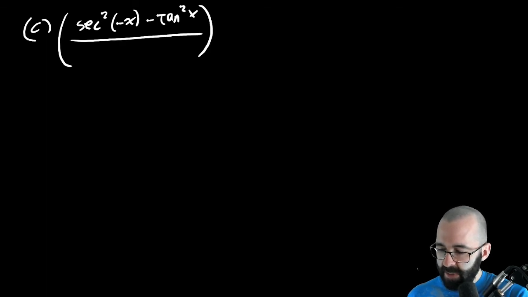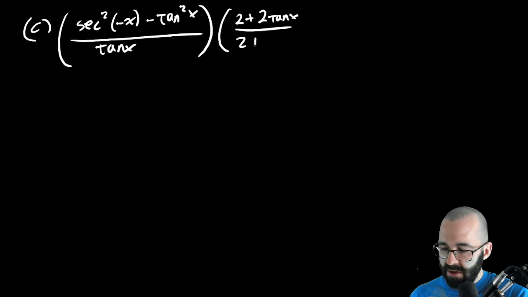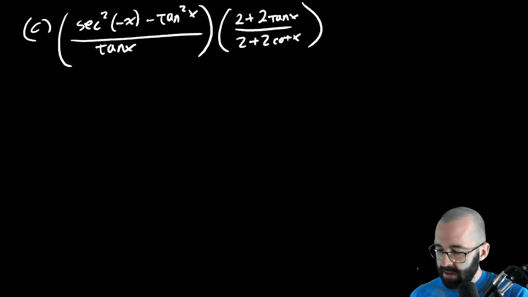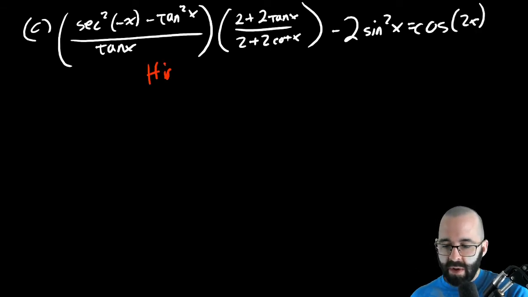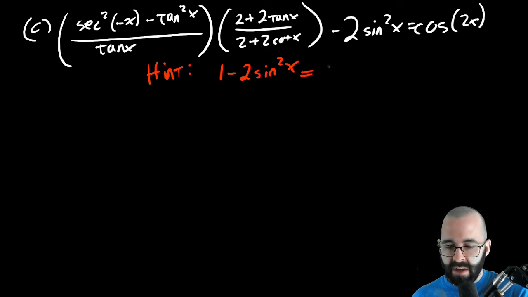So we have secant squared of negative x minus tangent squared of x divided by tangent of x times 2 plus 2 tangent of x divided by 2 plus 2 cotangent of x minus 2 sine squared of x equals cosine of 2x. And on this one, I am going to give you a hint. It's a future identity that we're not really going to talk about in this class. But 1 minus 2 sine squared of x is equal to cosine of 2x.